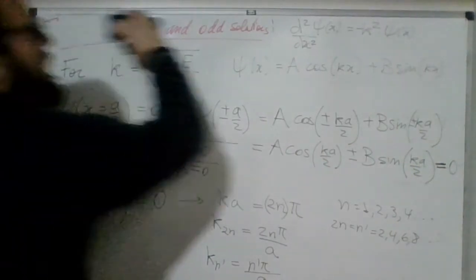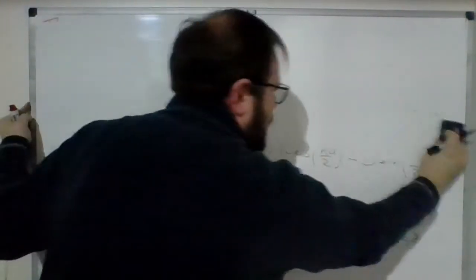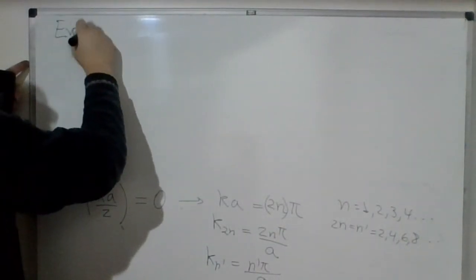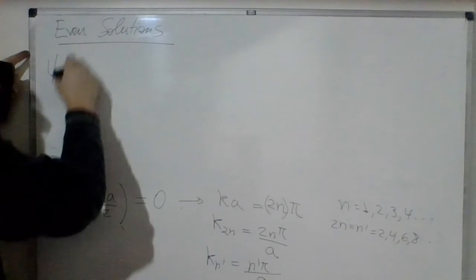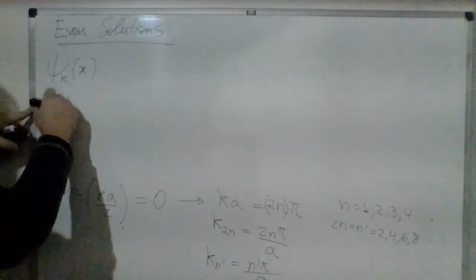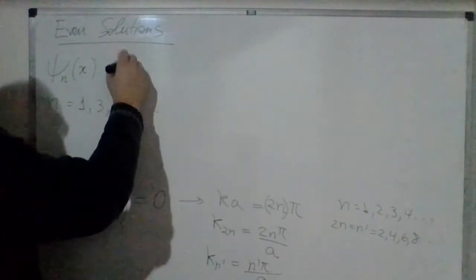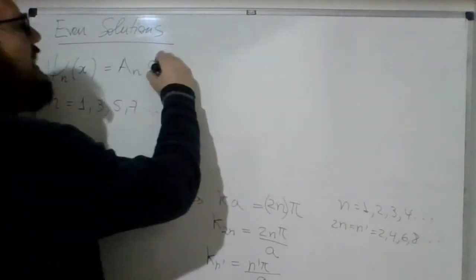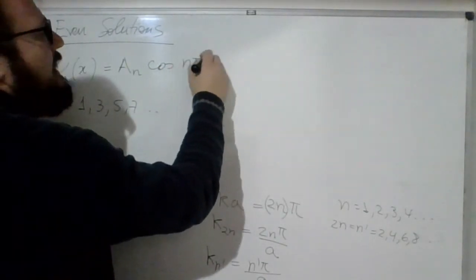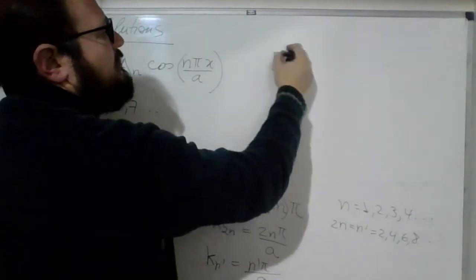All right, and in this way I'll have the following: even solutions, psi_n of x, for a given n, and for even solutions n is 1, 3, 5, 7, they are odd numbers, corresponds to some normalizing constant, which you can find as an exercise, times cosine function of n pi x divided by a.